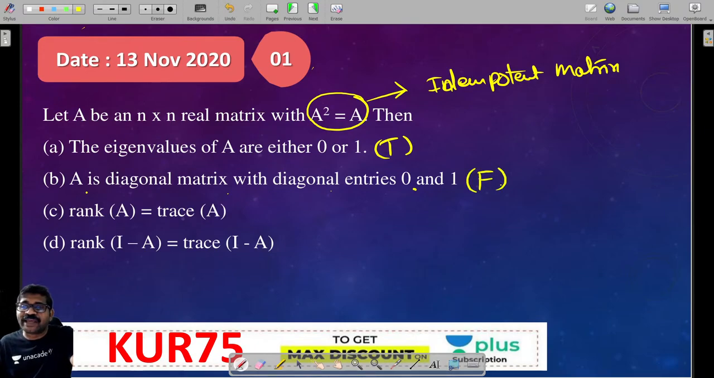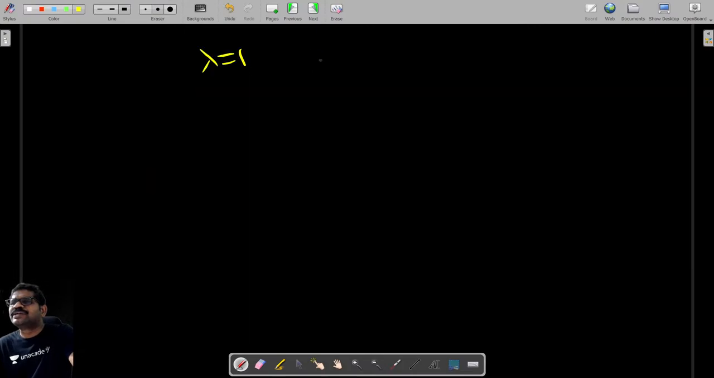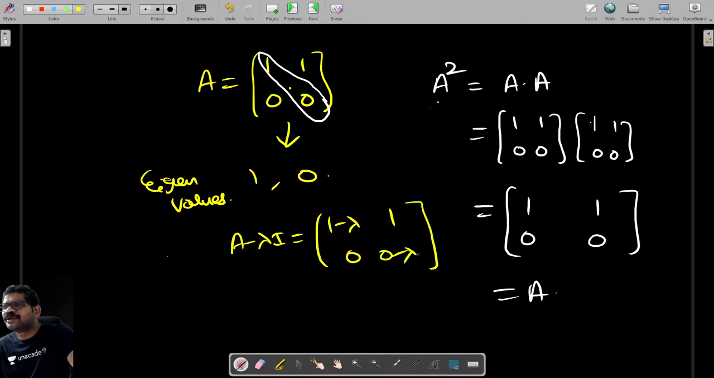Next, rank of A and trace of A both are equal. Because, observe, if you take this matrix, and write the characteristic equation, it is a triangular matrix, therefore eigenvalues are 1 and 0. Now, for lambda equal to 1, calculate the eigenvector: (A minus 1I)x equals 0. Putting lambda equal to 1 in A minus lambda I, where A minus lambda I means 1 minus lambda, 1, 0, 0 minus lambda, you will get 0, 1, 0, minus 1.